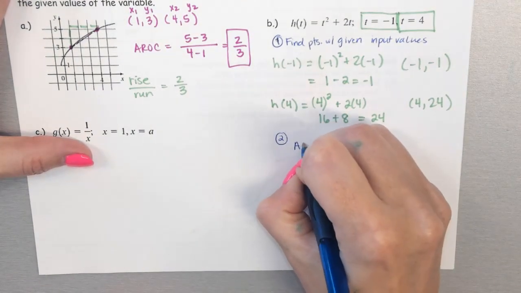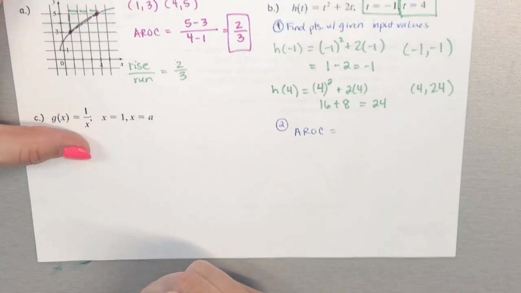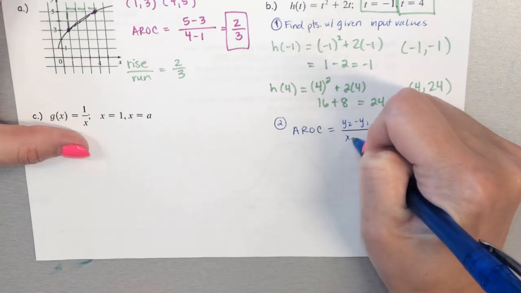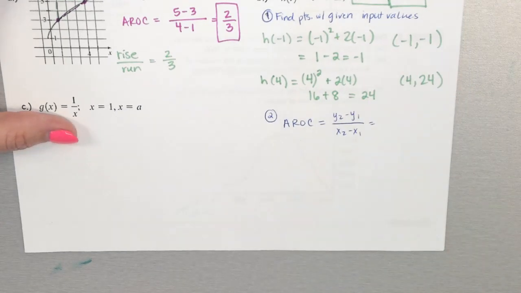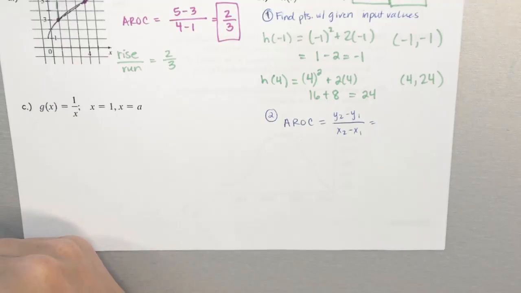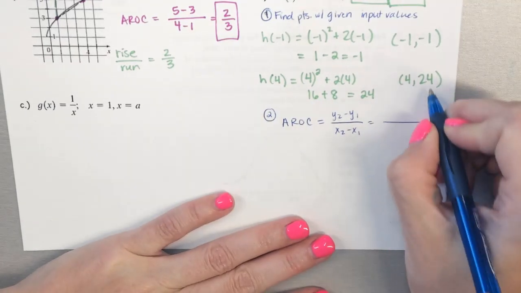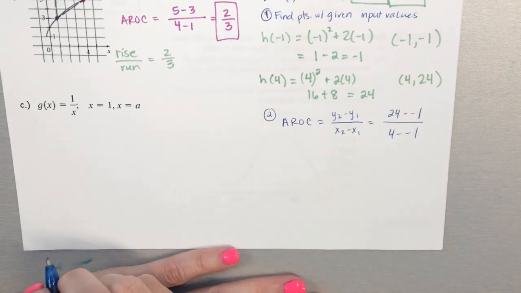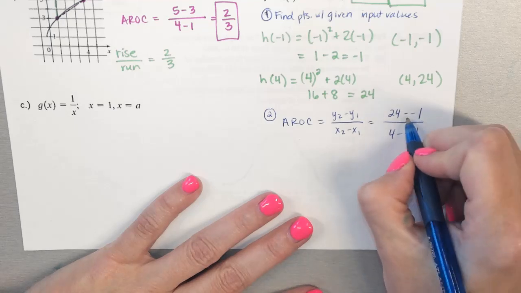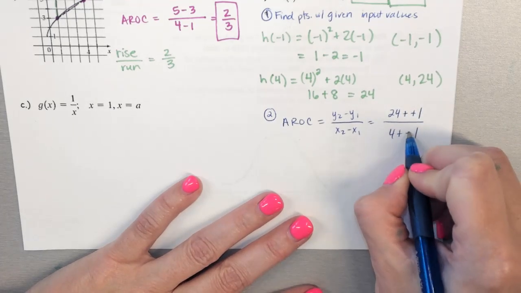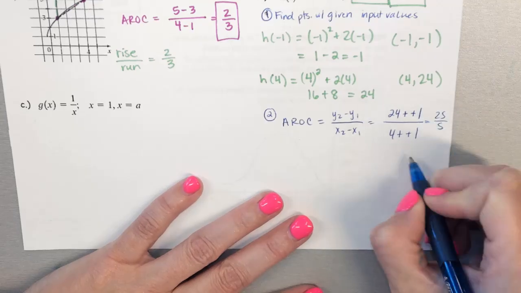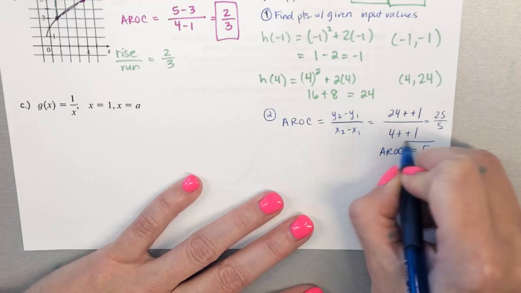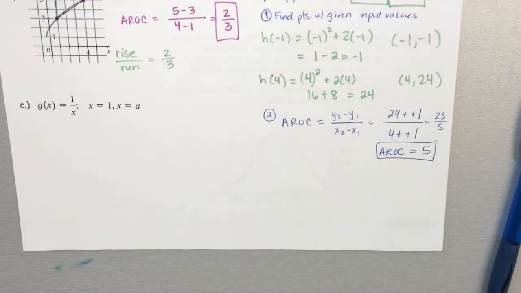And then you can find the average rate of change. You can just do the y2 minus y1 over x2 minus x1. And it doesn't matter which one you call your x1, y1, x2, y2. So I'm going to do 24 minus -1 over 4 minus -1. Anytime you have minus the negative, it's going to turn into plus. And 25 divided by 5 is going to be 5. So that is your average rate of change.